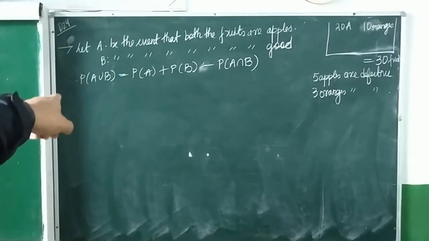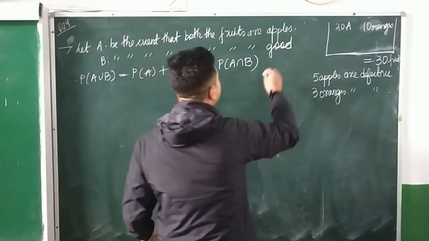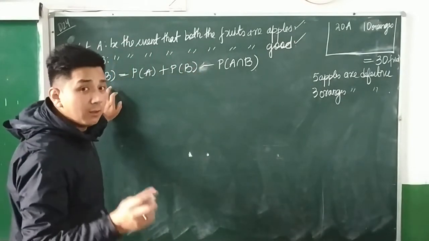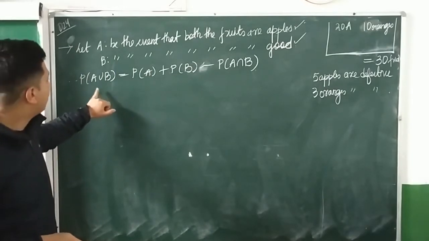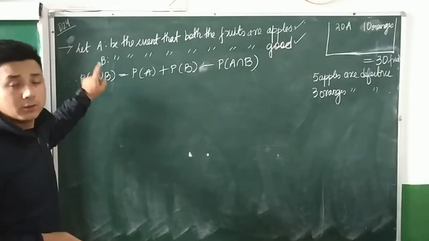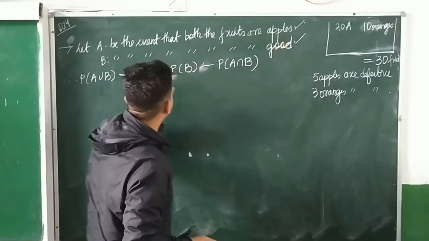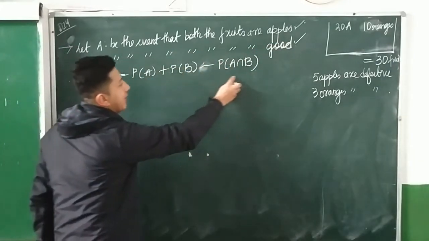Again, for this we have to start with the assumption of events. We need the help of events. Let A be the event that both fruits are apples, and let B be the event that both fruits are good. The events have to be taken in such a way that I get the given probability which I am asked to find. Because I am asked to find the probability that both are apples or both are good. So the first will be the event that both fruits are apples, and the second will be the event that both fruits are good.